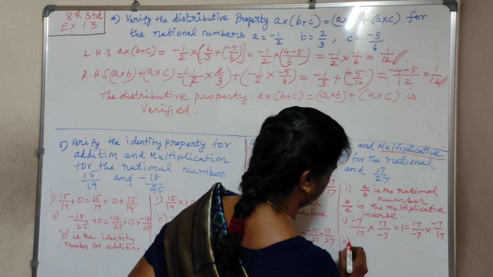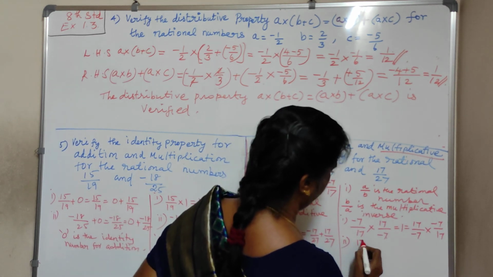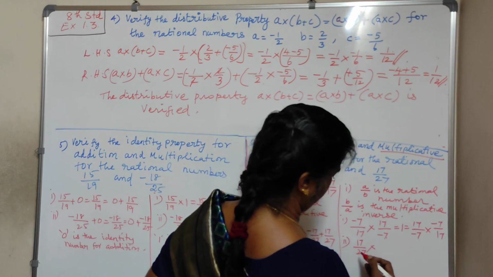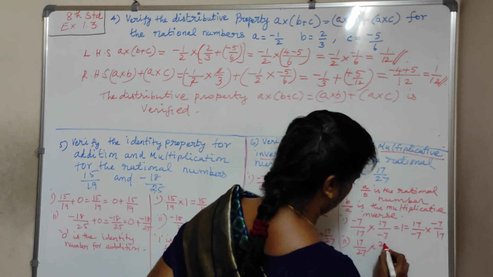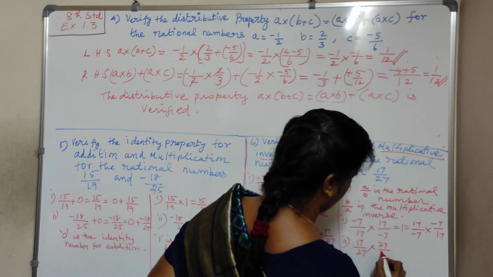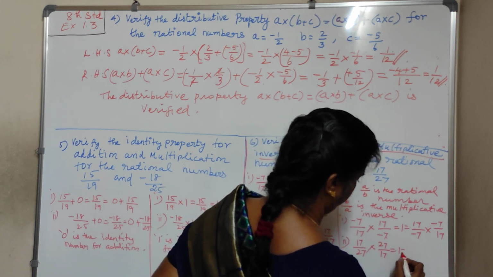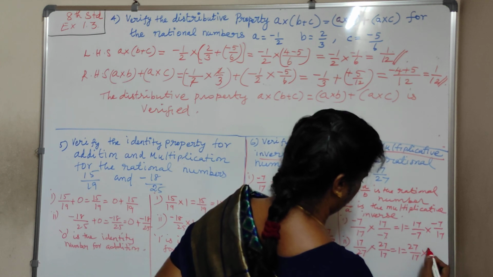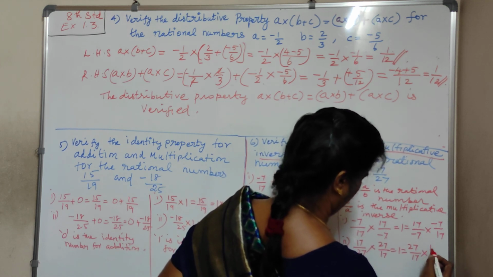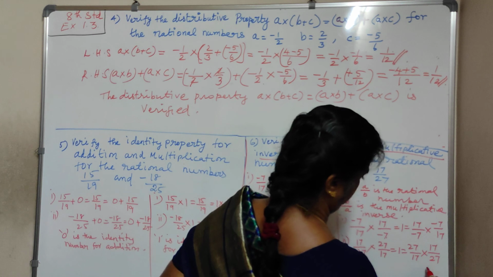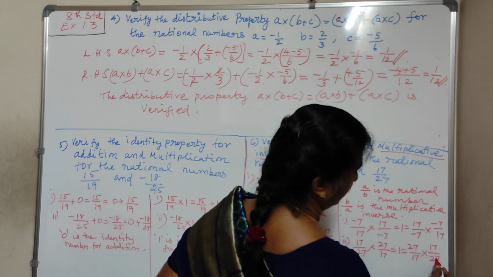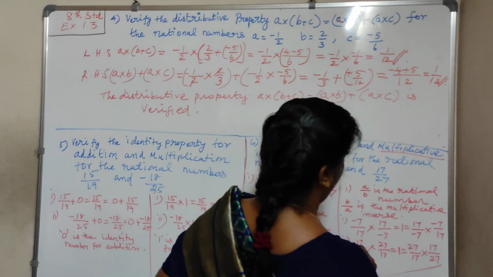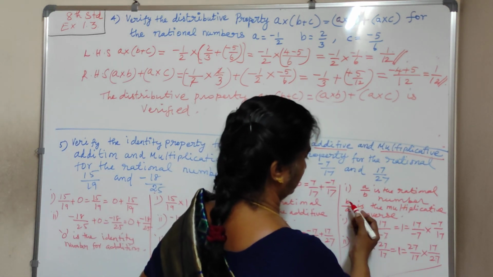For the second question, 17 by 27, A by B is multiply with a B by A. So 27 by 17 gives you 1. So 27 by 17 into 17 by 27. Both the numerator and denominator get cancelled, will get 1. So multiplicative inverse is B by A.